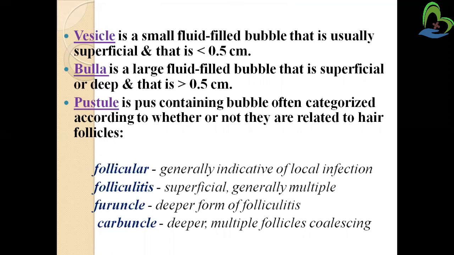The last one is pustule, a pus-containing bubble often categorized according to whether or not they are related to hair follicles. It usually happens in your hair or in your scalp. So you will note there are four types: follicular, which is generally indicative of local infection; then folliculitis, which means superficial, generally multiple; and furuncle, which is a deeper form of folliculitis; and carbuncle, which means deeper and multiple follicles.